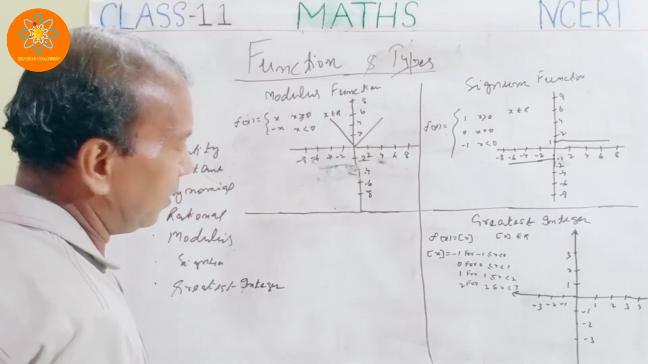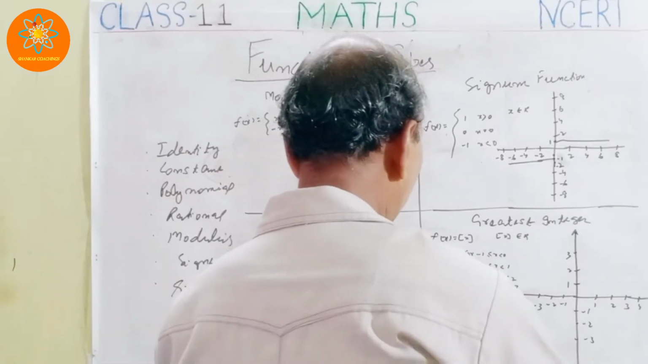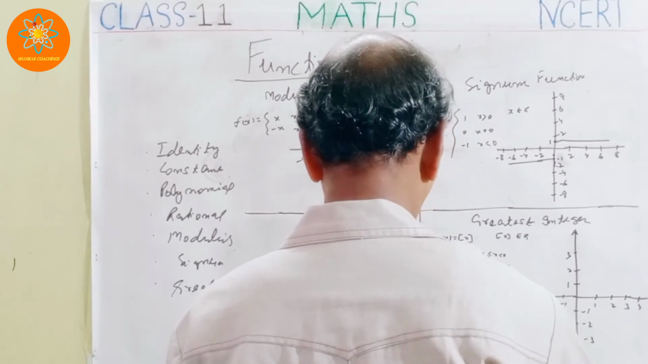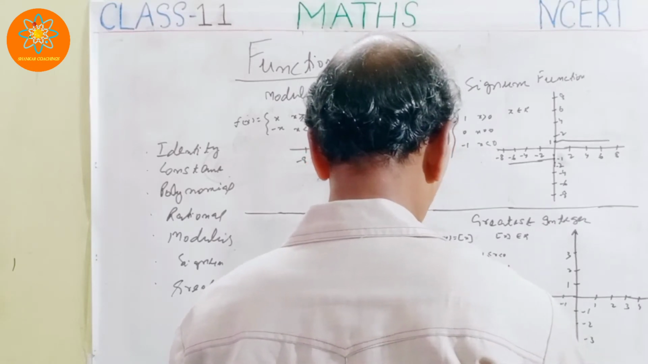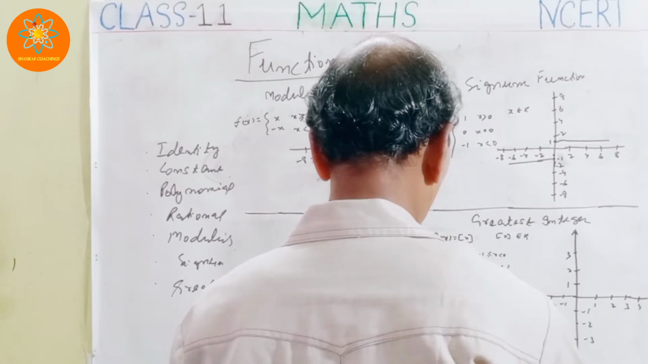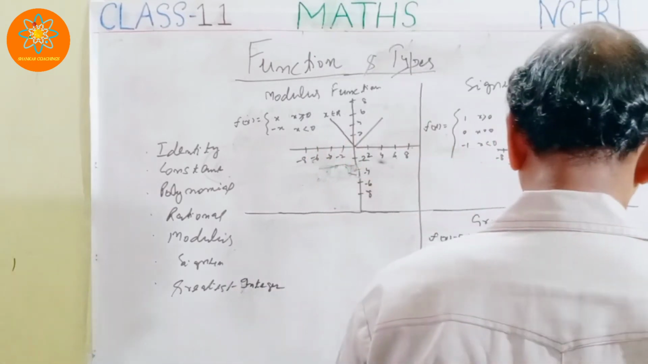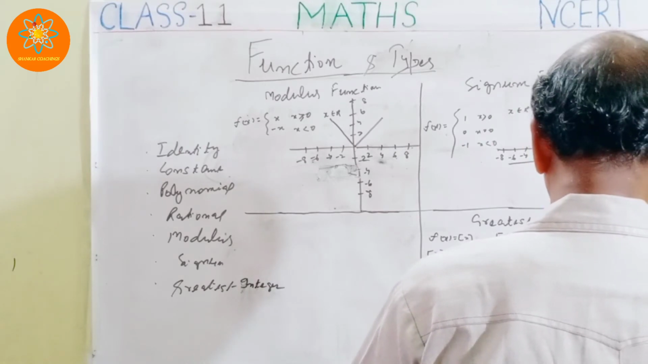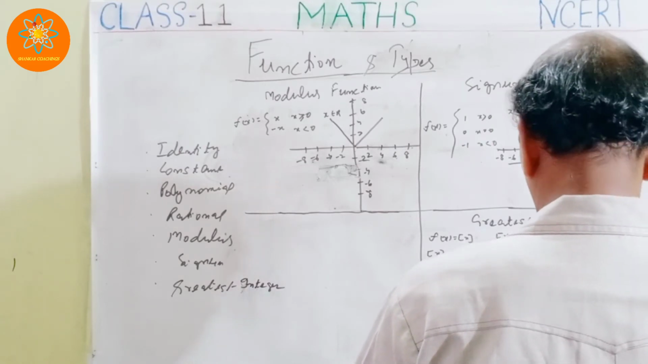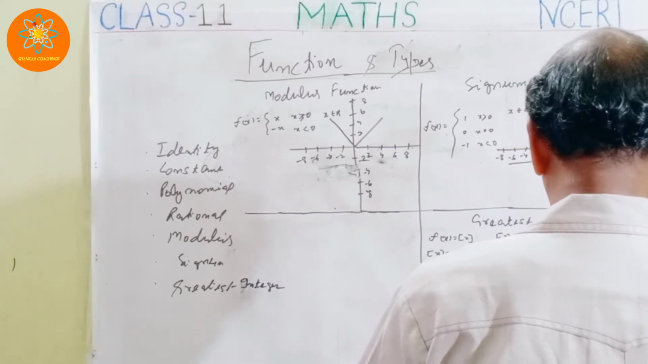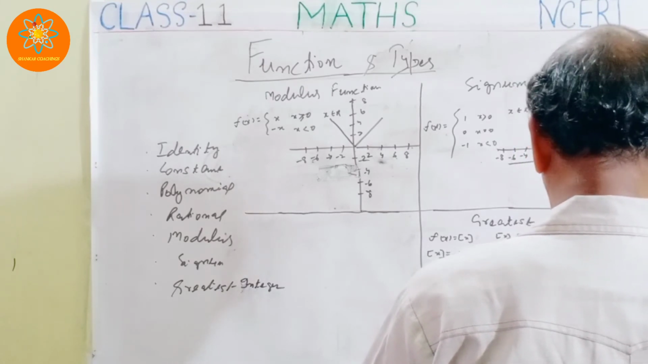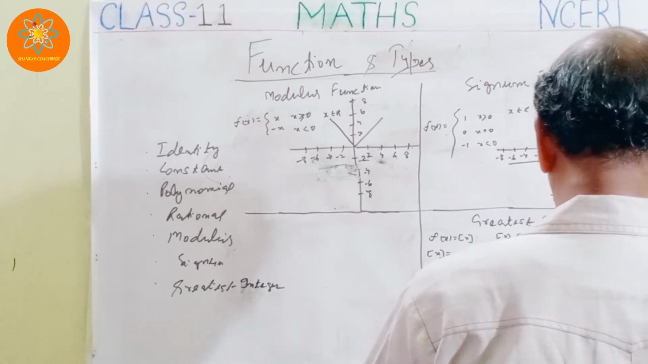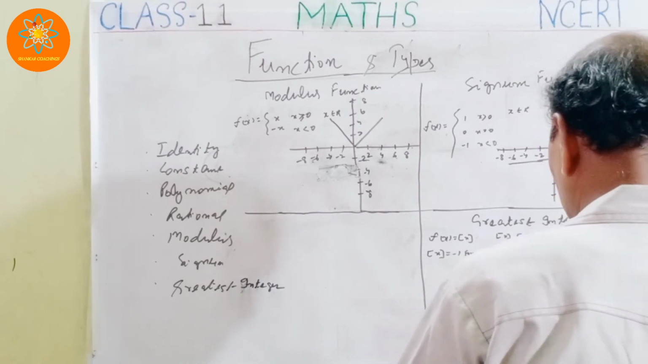So for the greatest integer, the values are minus 1 in between minus 1 and 0, and 0 in between 0 and 1, and 1 in between 1 and 2, and 2 in between 2 and 3. So the graph will be like this. For 1, it is 1 and 2. For 2, this is 2 and 3. And then for 3, it is 3 and 4.